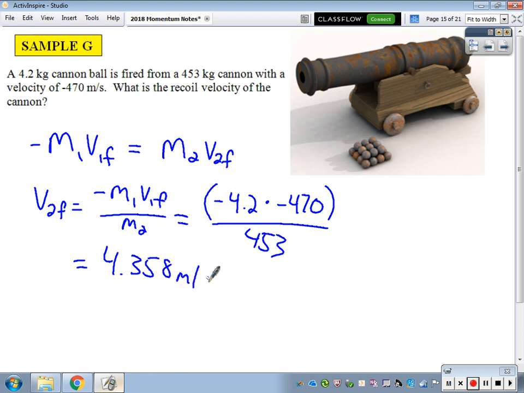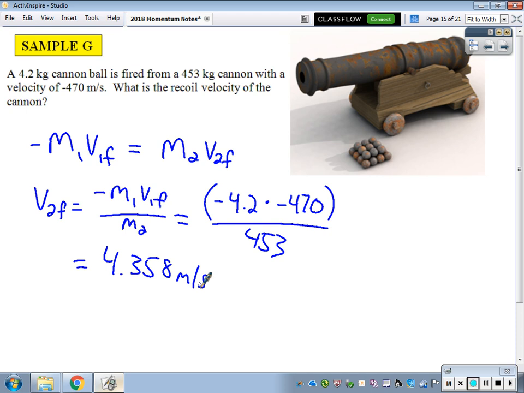4.358 meters per second is Sebastian's response. Show of hands, how many agree? That help out? Okay. And again, does that make sense? Positive velocity. Are we expecting a positive velocity for the recoil in this case? Yeah, absolutely. Is that a reasonable recoil velocity considering the situation? The object that has much more mass is not going to have as great a velocity after the momentum interaction between these two objects.